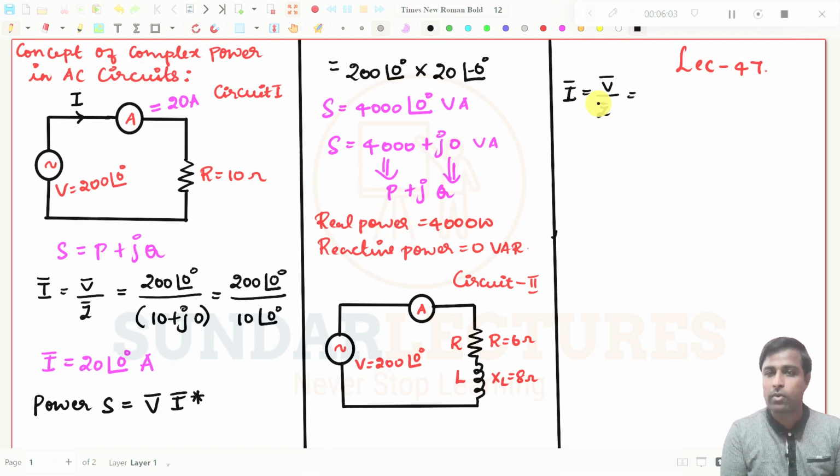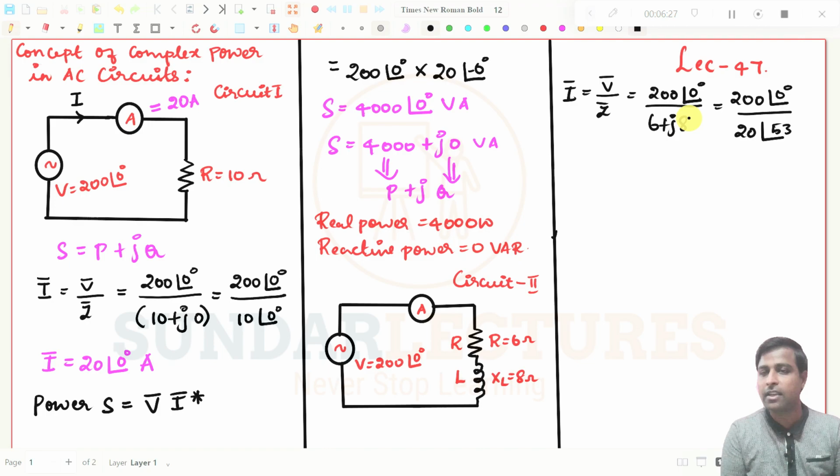If you want to get V here, that is 200 at an angle of 0 degrees, divided by Z. Z is equal to R plus jXL, so 6 plus j8. If you convert this into polar form, you will get 200 at an angle of 0 degrees divided by 20 at an angle of 53 degrees. This is the conversion of rectangular form to polar form. We have seen this previously, and if you have any doubts, please verify my previous lectures.